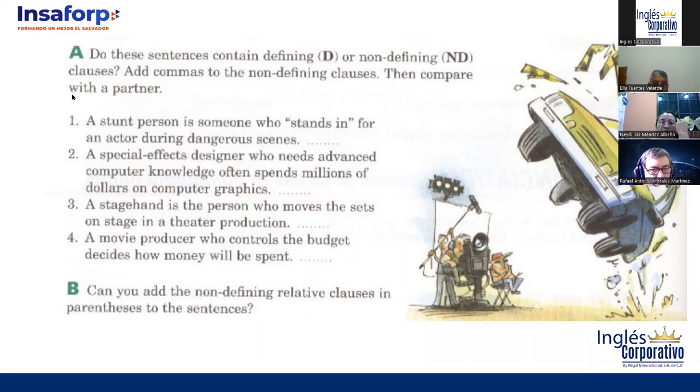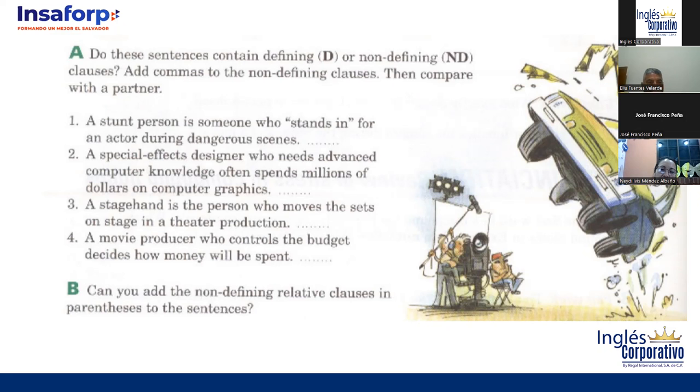Now, let's take a look at the sentences that you have on screen. It says, do these sentences contain defining clauses, represented by the letter D, or non-defining clauses, represented by ND? Add commas to non-defining relative clauses and then compare with a partner. So what about the first one, guys? Can someone help me read that sentence, please? Yes, I can. Thank you. A stunt person is someone who is dancing for an actor during dangerous scenes.